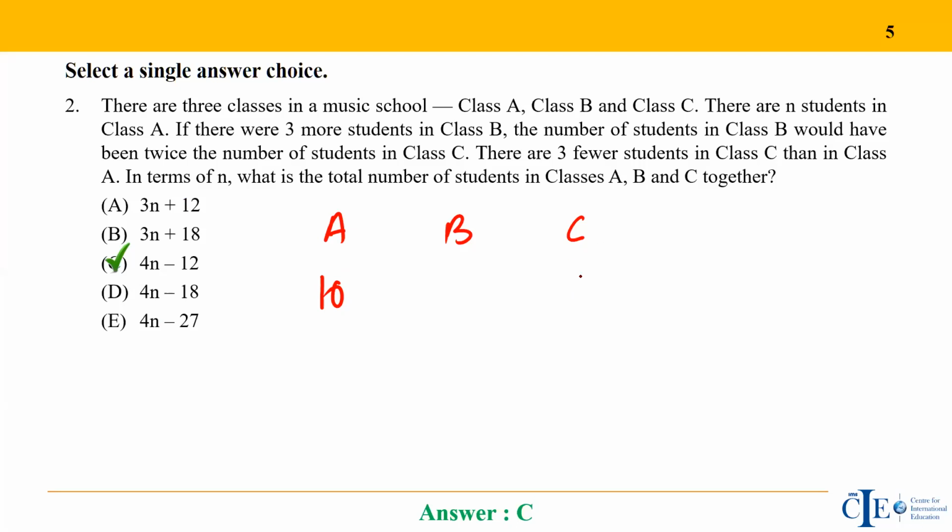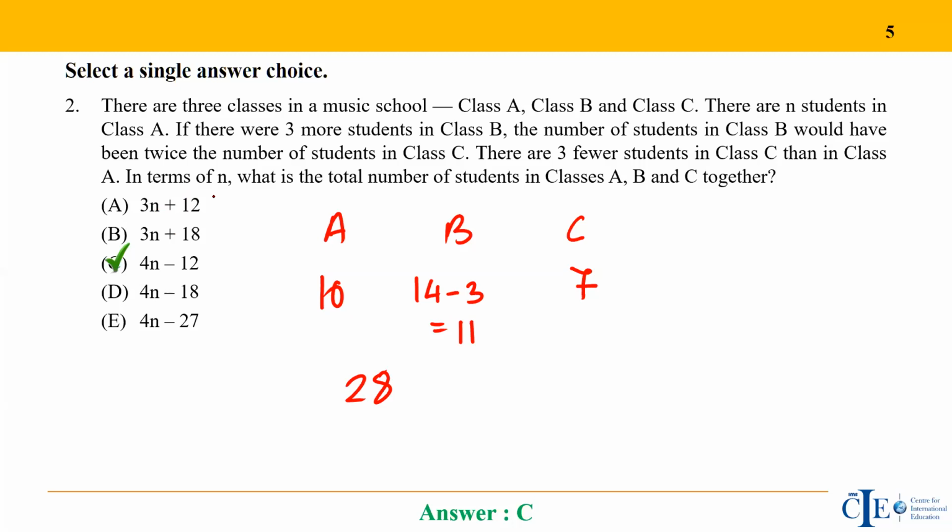Okay, c is 3 less, so c would be 7. B, if 3 more would have been double of C, which would be 14. So B in that case is 3 less than 14, that is 11. Right. So therefore, the total sum is 10, 11, 7, which is 28. Now I need to get 28 from the option. All I need to do is substitute n equals 10 and see which option will be 28.